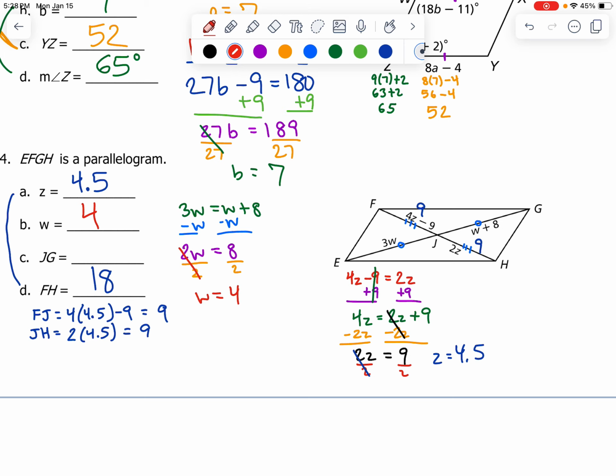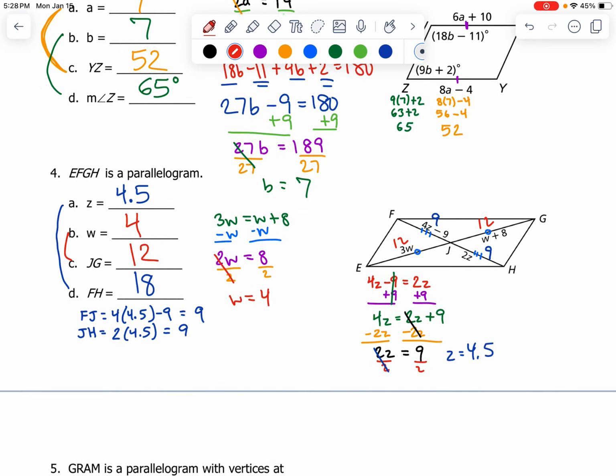Well, JG is just W plus 8. 4 plus 8 is 12. And if I want to check my work, 3 times 4 is 12. So I know everything worked out. So those two go together. All right, that was fun. You're going to get some more practice with this over the next couple of days.